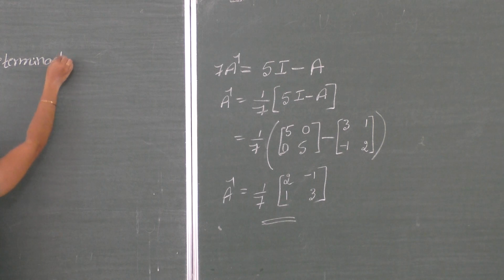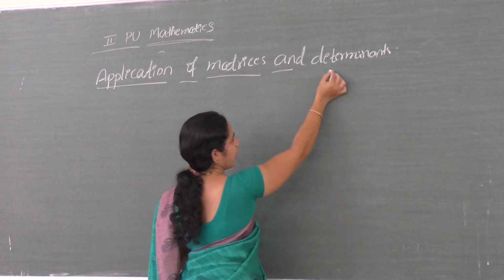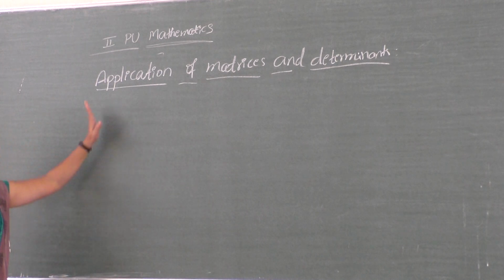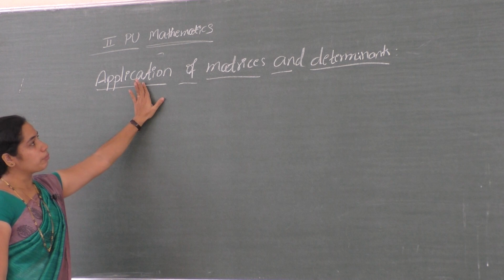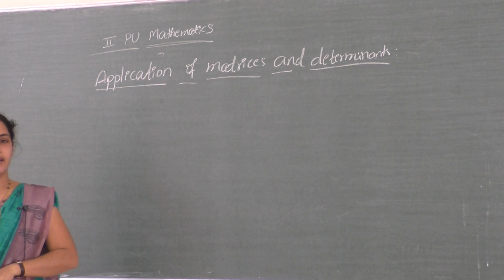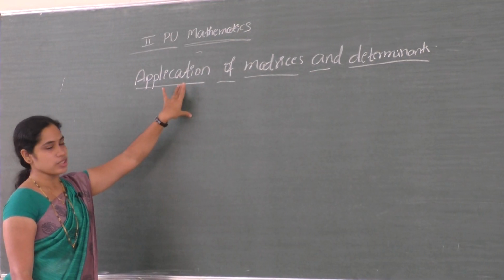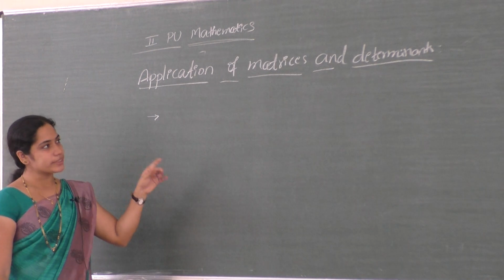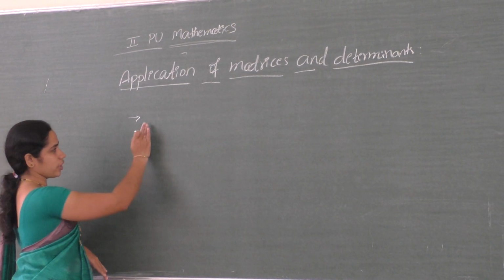Next topic, application of matrices and determinants. This is the last topic in this chapter, very important. Here, application means we are solving systems of equations. Using matrices and determinants, we can solve systems of equations.